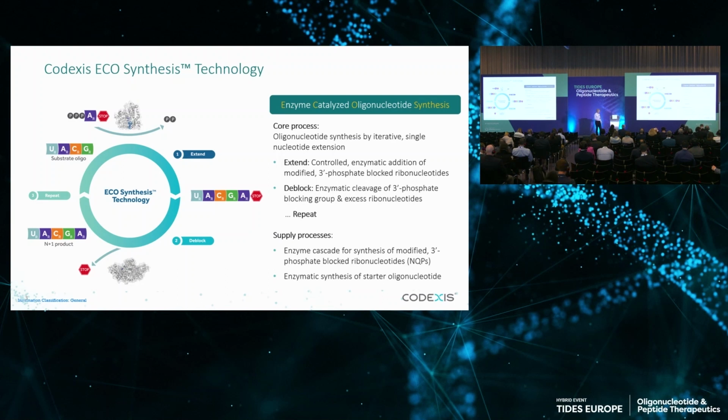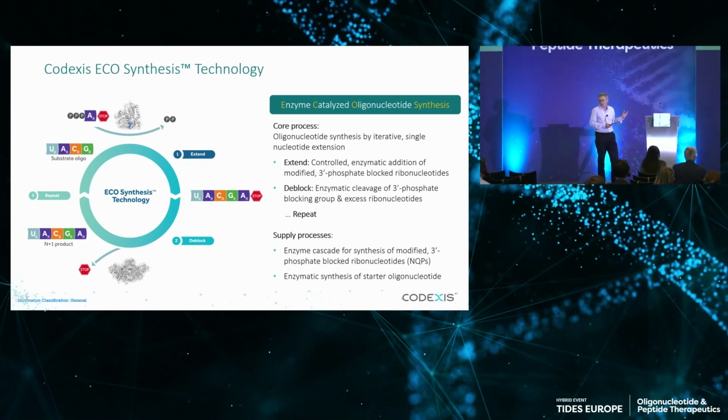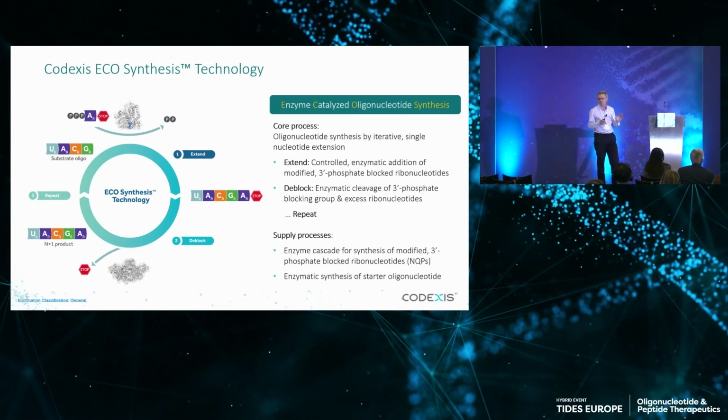We're then going to need to deblock, and we're going to use another enzyme to take it off. I'll talk about the enzymes a little bit later on. The beauty of this approach is that our deblocking enzyme actually deactivates that triphosphate as well. It removes those phosphates, and that deactivates them because the enzyme for extension won't accept them when they're deactivated. That means we don't have to purify that material away. So that's our core cycle. We're going to go around that cycle to build our oligonucleotide.